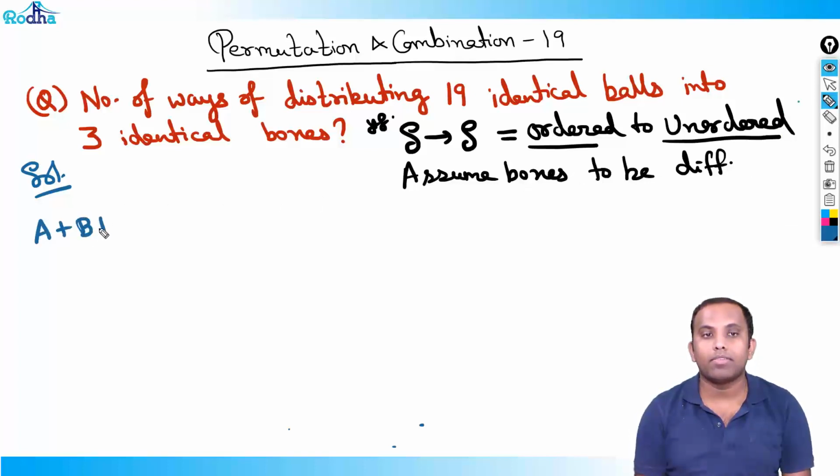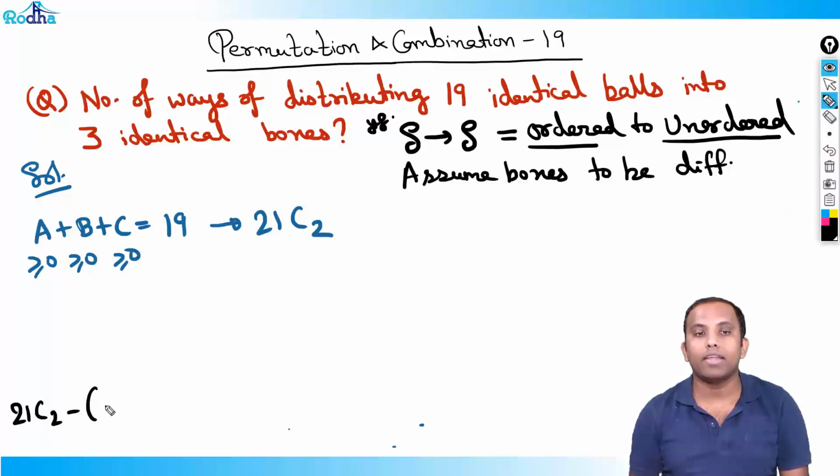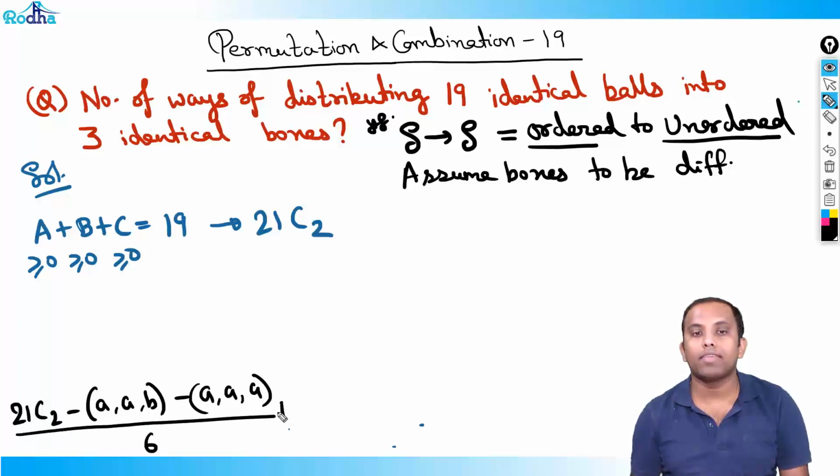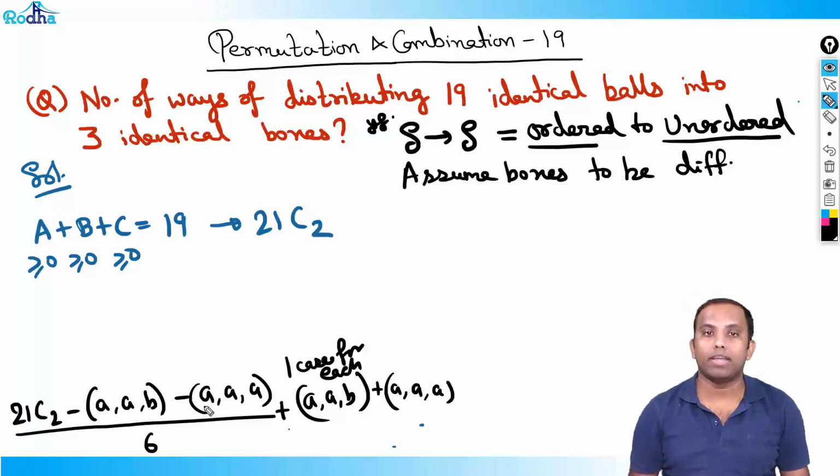A plus B plus C is equal to 19. Since all can be 0, how many solutions? 19 plus 2, 21C2, right? This is ordered. So how to change from ordered to unordered? Subtract the cases of AAB, subtract the cases of AAA, divide by 6, plus add back the cases of AAB, one case for each AAB, and plus add back the cases of AAA. We have done this so many times, right?